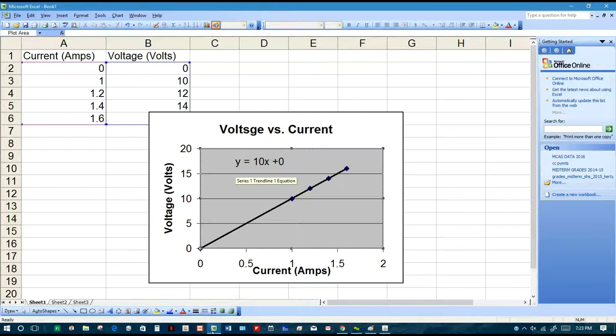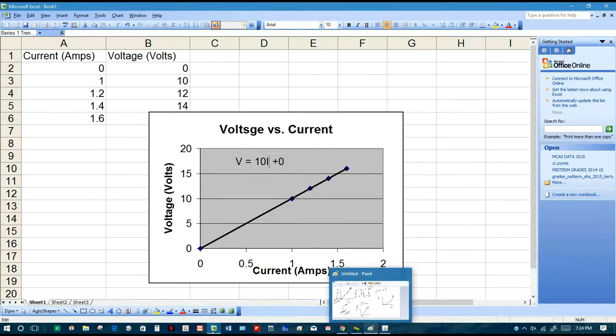So what is this showing us? It's giving us a linear equation, y equals mx plus b. What quantity was on the vertical axis? Voltage. So I'm going to erase it and put V. What should I put in place of x? Current, I. Now look at the number in front of that symbol I. It's called the coefficient. See how it says V equals 10I plus 0? So the coefficient is the number 10.